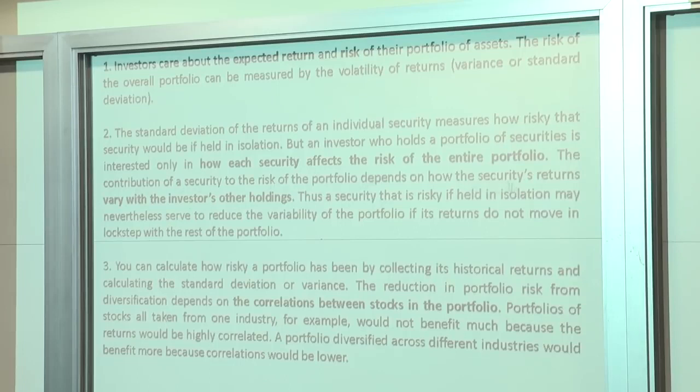The contribution of a security to the risk of the portfolio depends on how the security's returns correlate with the investor's other holdings. Thus a security that's risky if held in isolation may nevertheless serve to reduce the variability of the portfolio if its returns do not move in lockstep with the rest of the portfolio. You can calculate how risky a portfolio has been by collecting its historical returns and calculating the standard deviation or variance. The reduction in portfolio risk from diversification depends on the correlation between stock and the portfolio.